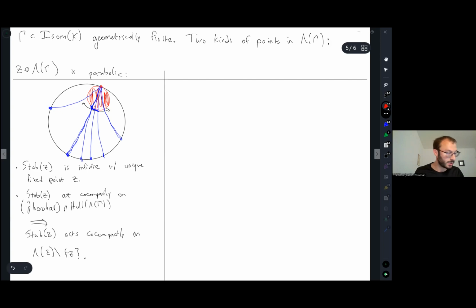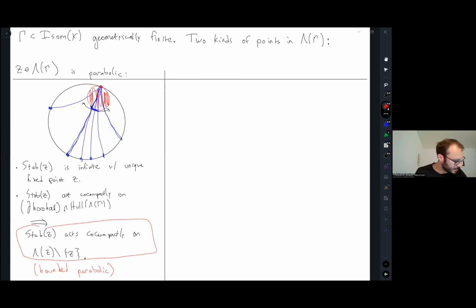So this condition is one that you actually can see just by looking in the boundary. You don't need to reference the interior of the space at all to talk about it. And this is what we call a bounded parabolic point. So specifically, bounded parabolic is this condition plus this one.